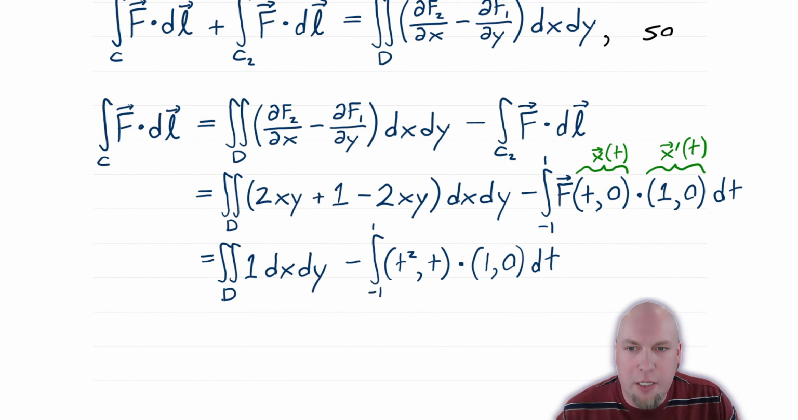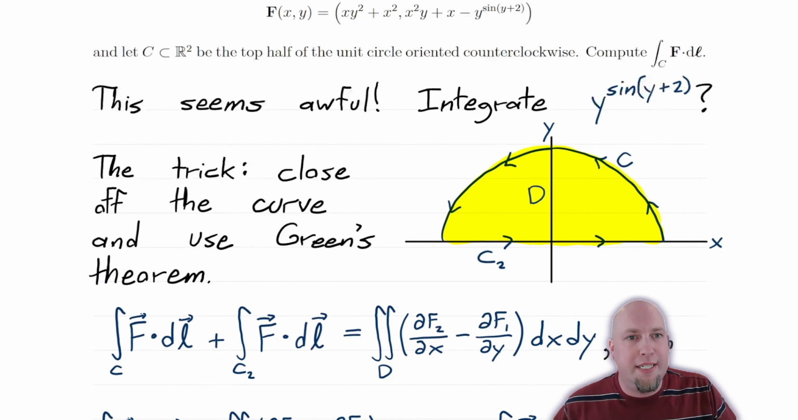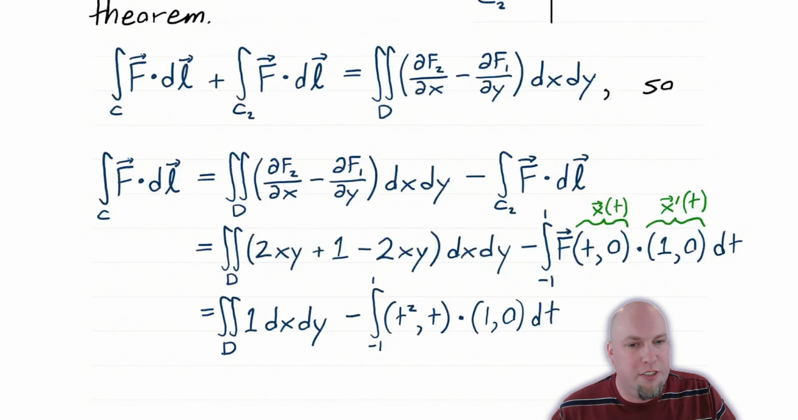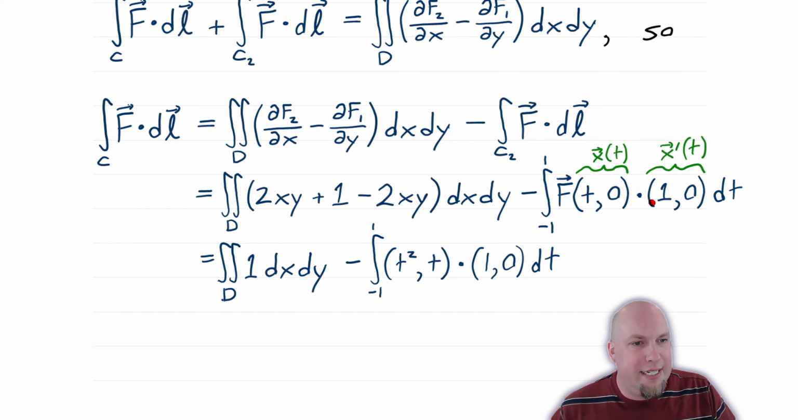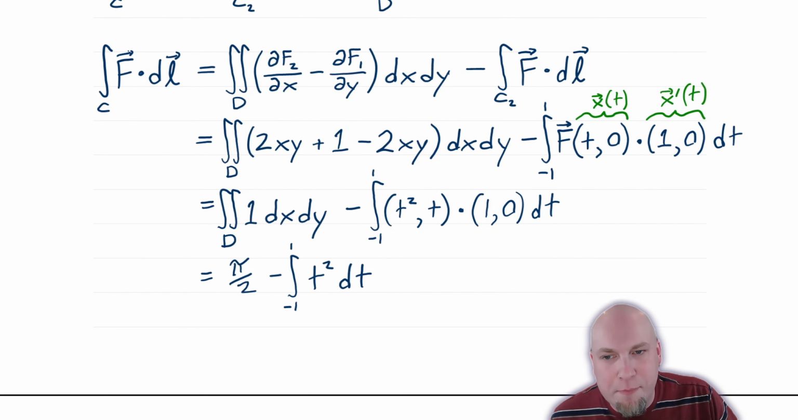So for this double integral, again, the stuff inside simplifies to 1. Over here on the vector line integral, what happens when I plug (t, 0) into my vector field? So x is t, y is 0. Every term with a y is going to go away. So I'm just left with a t squared in the first entry, and a t in the second entry. So I just have (t squared, t). That gets dotted with (1, 0). Things are simplifying down really, really nicely here.